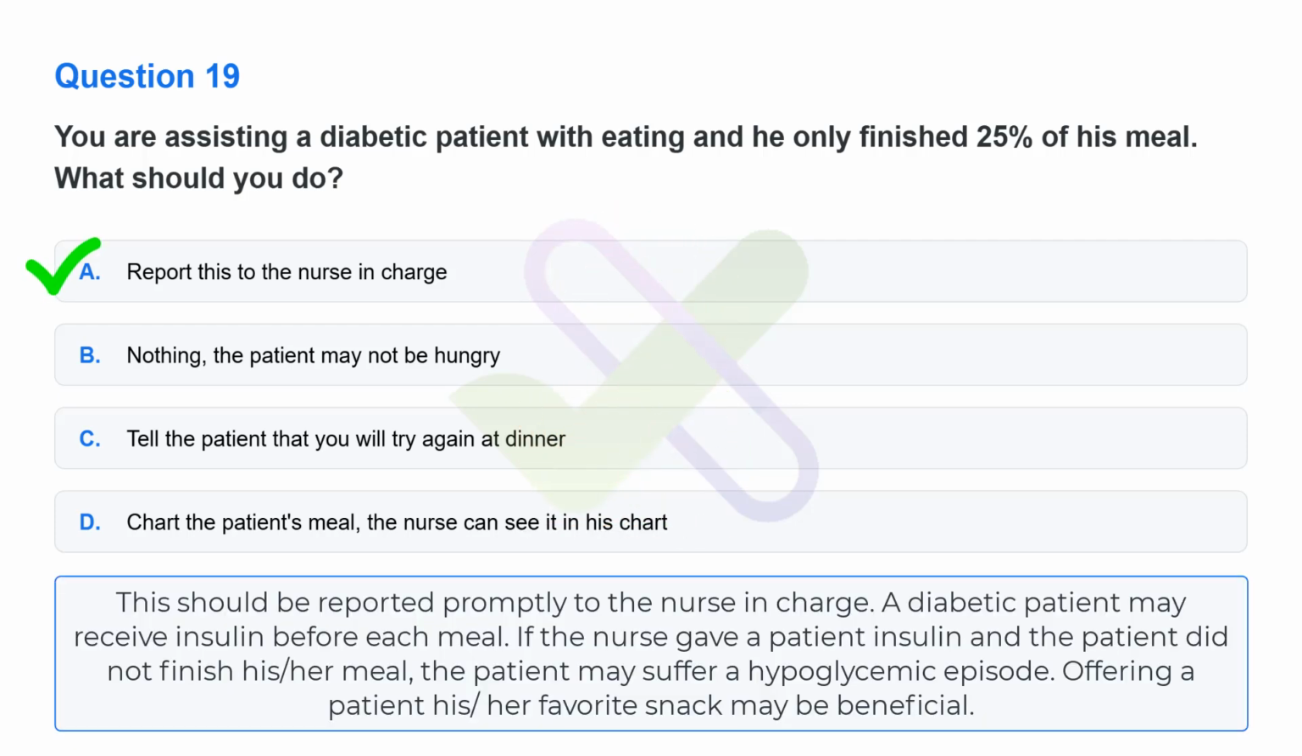Correct answer, A. Report this to the nurse in charge. This should be reported promptly to the nurse in charge. A diabetic patient may receive insulin before each meal. If the nurse gave a patient insulin and the patient did not finish her meal, the patient may suffer a hypoglycemic episode. Offering a patient his or her favorite snack may be beneficial.